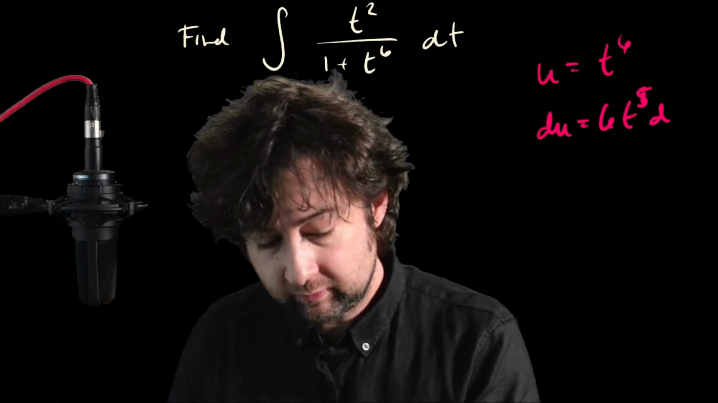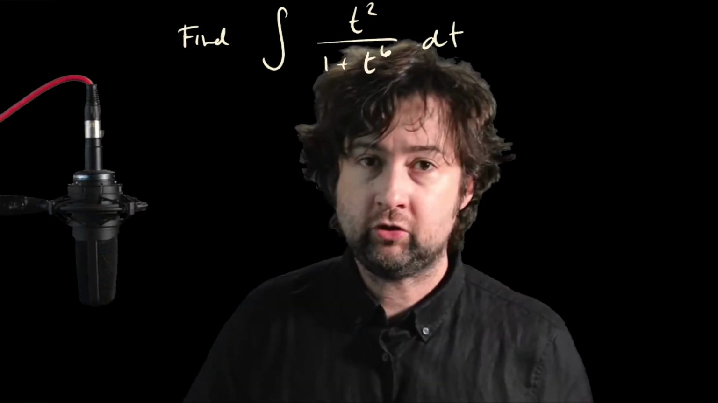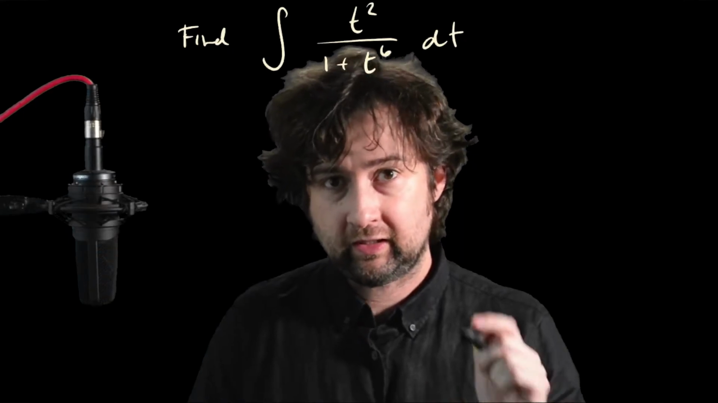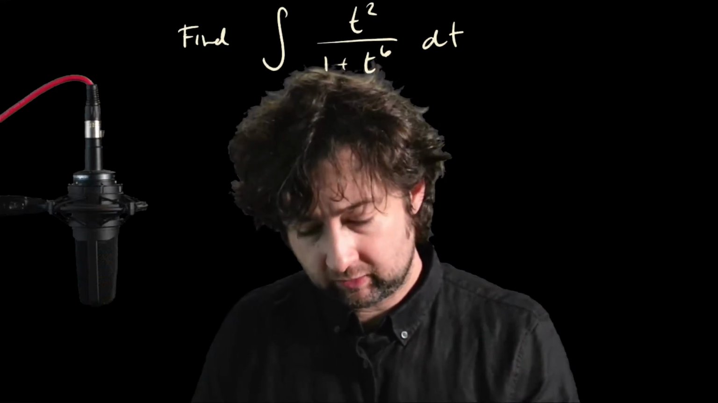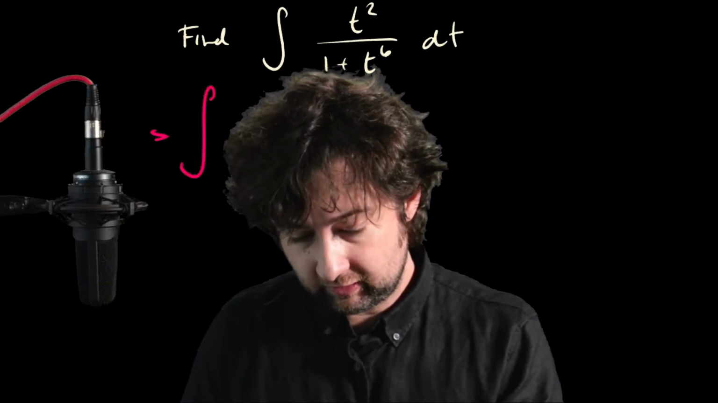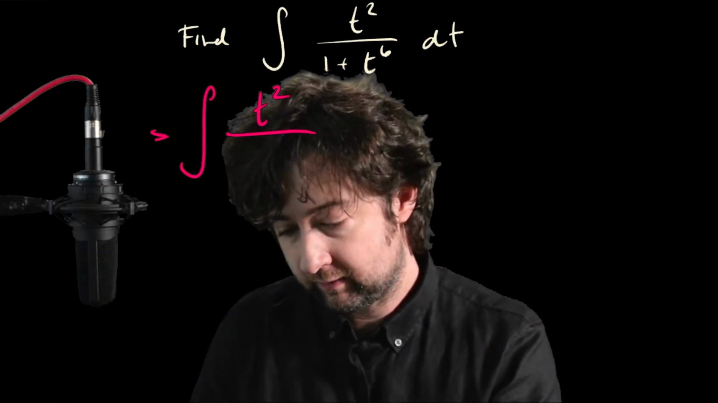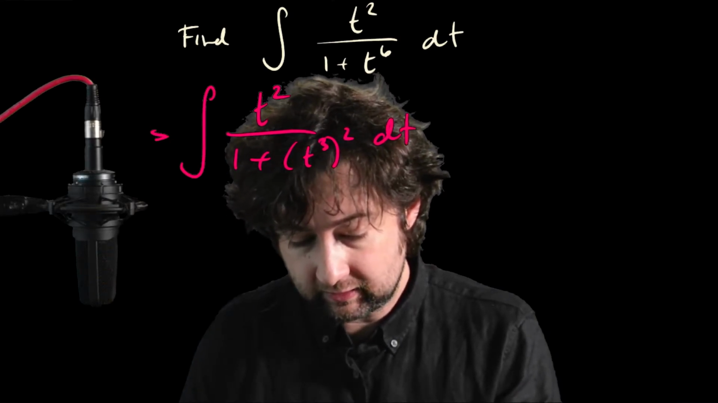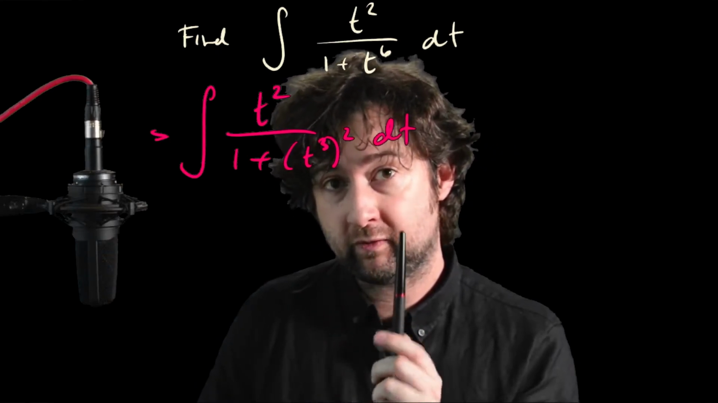Instead, I need to practice recognizing what I call the forms of inverse trig functions. You should notice that the denominator here looks an awful lot like the denominator of an inverse tangent, except we have this t to the 6th down here instead of a t squared. So my strategy is going to be to try to write this like it was an inverse tangent. This integral is going to be equal to, well, there's a t squared on top. If I want to write this expression so that there's something squared, I'm going to change that into t to the 3rd squared dt, because now I've got a squared thing here.